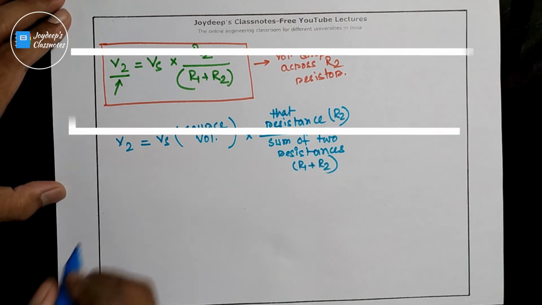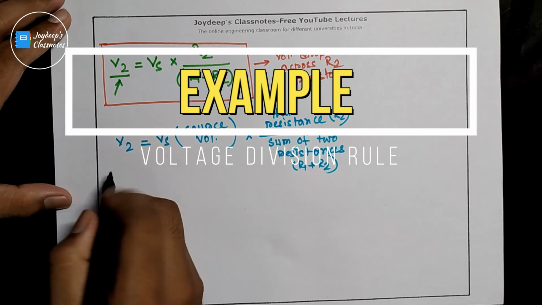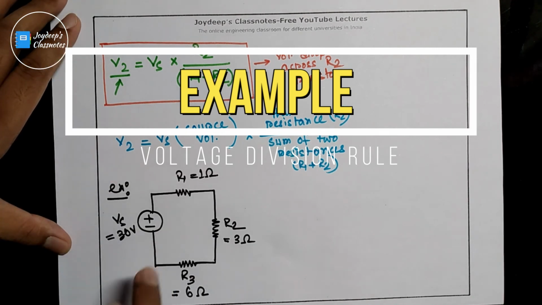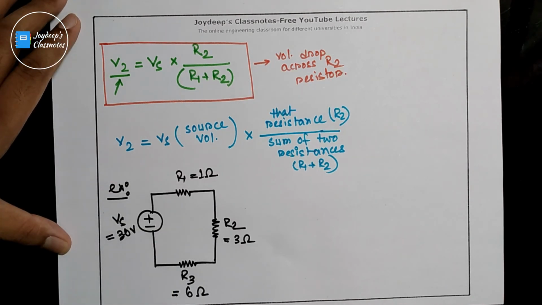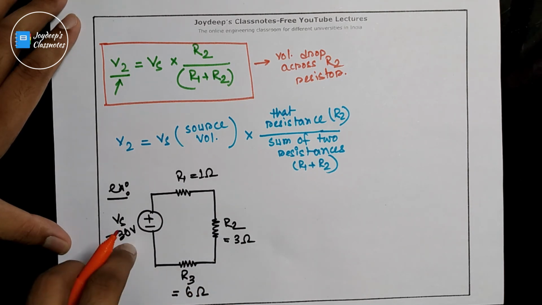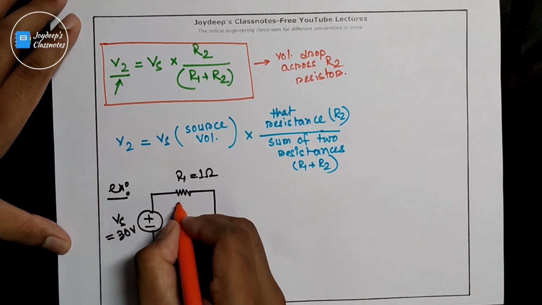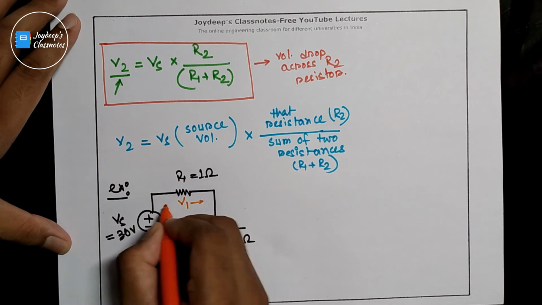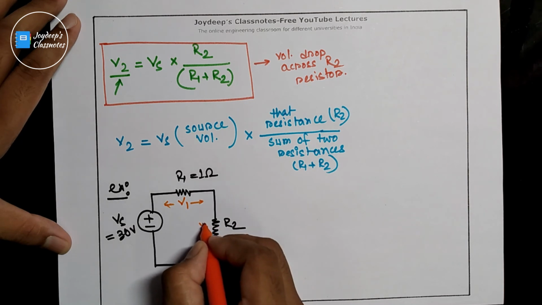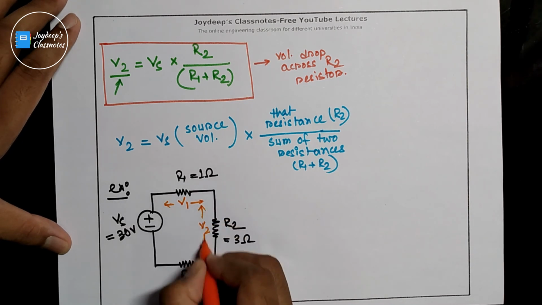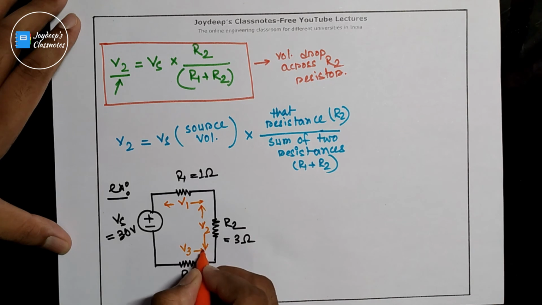Clear? Now if we take an example with this circuit, these are all connected in series, so this source voltage Vs of 30 volts will get divided among these three resistances only, right? The voltage drop across R1 will be V1, this will be your V2, and this will be your V3.